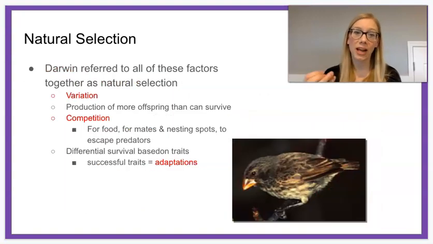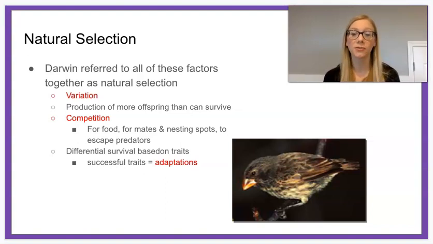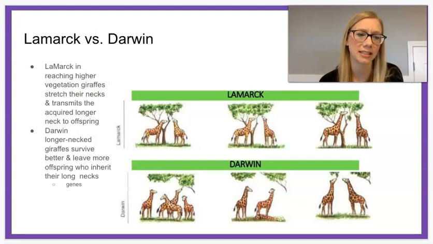And now we turn these into something we call natural selection. He refers to all of these factors coming together as natural selection. You have to have variation, you have to produce more offspring than can survive, that creates competition, and that competition causes advantageous traits to become more prominent. And this differential survival, we now call these traits adaptations. Okay, that's Darwin's idea.